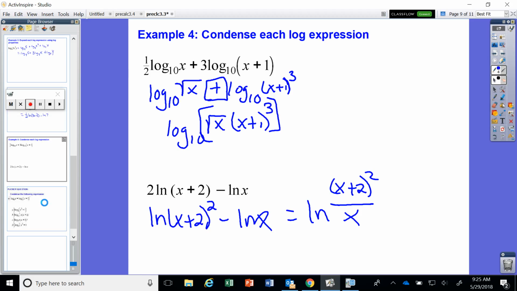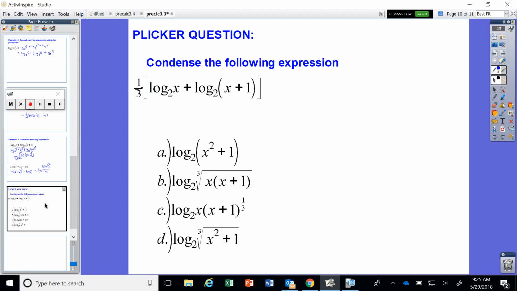All right, guys, so I've got one I want you to give a shot on your own. I have some answer choices there for you as well. Give this one a shot on your own, and then we're on to the next one. We'll go over this first thing.